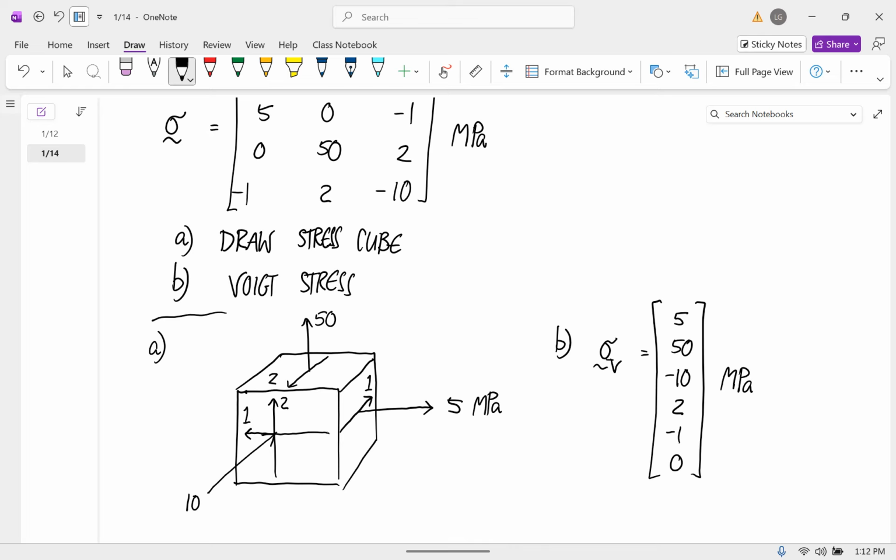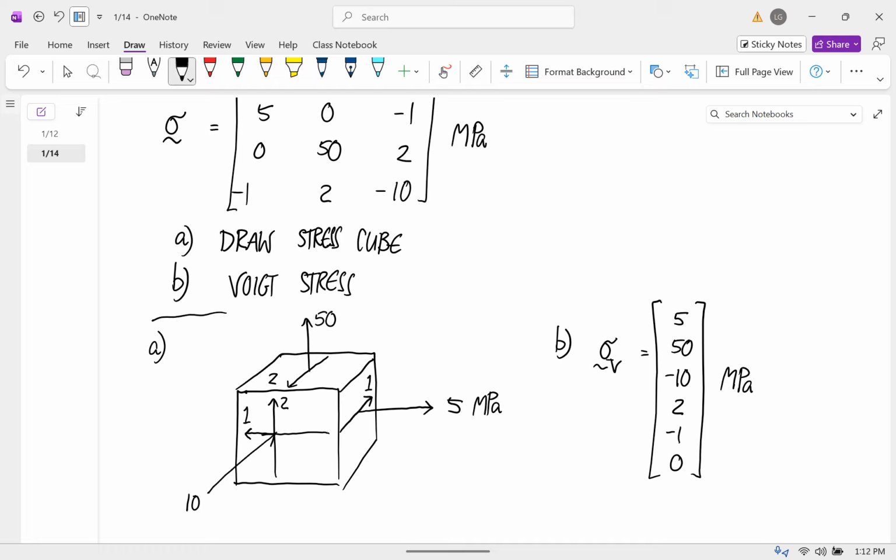How many pascals in a megapascal? 10 to the 6th. So mega always means 10 to the 6th. For now, you don't have to do any conversions, but later when we start multiplying things together and introduce the compliance matrix and the stiffness matrix, we'll have to make sure that the units of the stiffness and compliance matrix match the units of the stress. But for now, we don't really have to worry about anything.